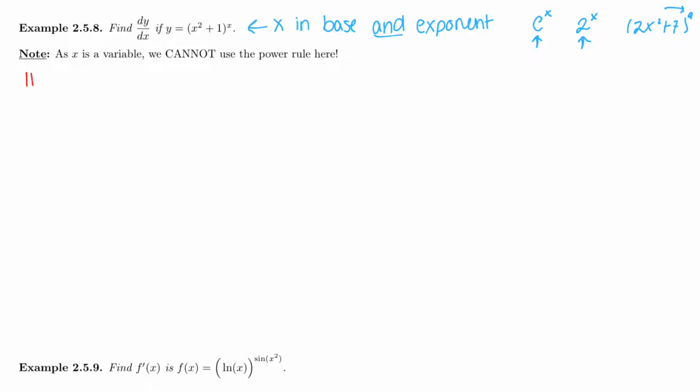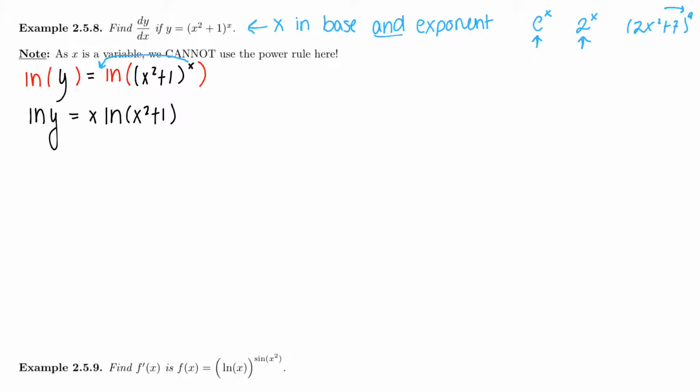Right? Taking the ln of both sides allows me to take this x down in front. So I have ln y equals x ln of x squared plus 1. These are being multiplied together, so when we go to take the derivative, this is going to be product rule.